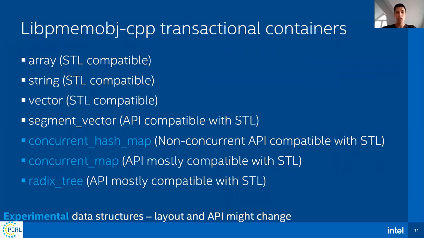So as you can see on this slide, we have seven containers in our current libpmemobj-cpp version, and three of them are experimental. Those are the ones in blue. This means that the layout and API of those containers might change. For all other containers, we guarantee both API and layout stability. And as you can also see, some of the containers are compatible with STL. Some of them have non-standard extensions. This is mainly true for our concurrent data structures.